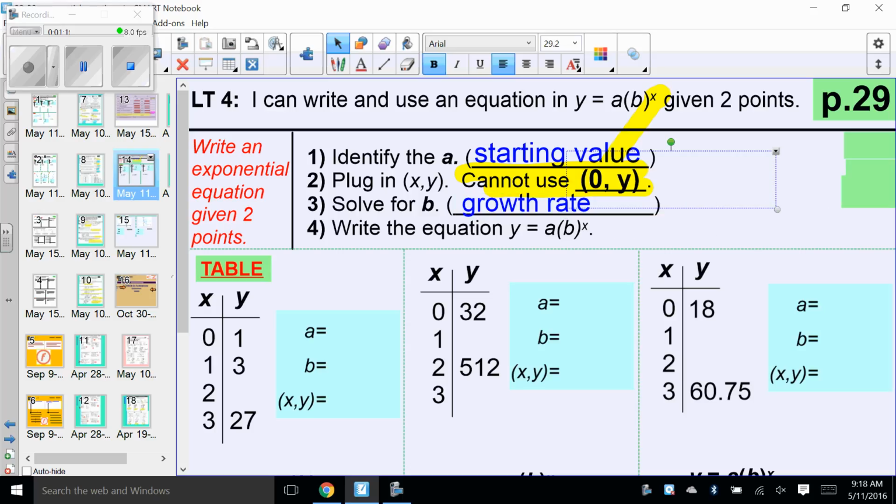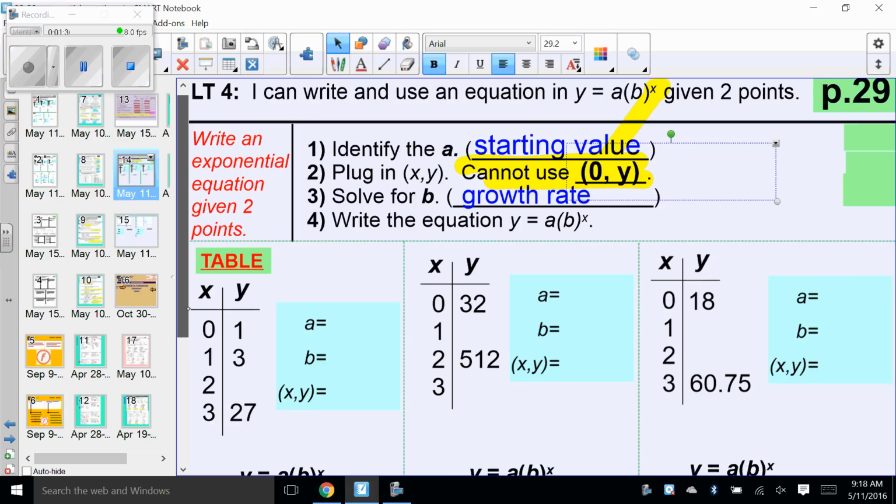Then we will solve for b. That's really going to become our growth rate. Now remember, we can either grow or we can decay. Grow means the base b is greater than 1, or we decay, where the base is a fraction between 0 and 1.